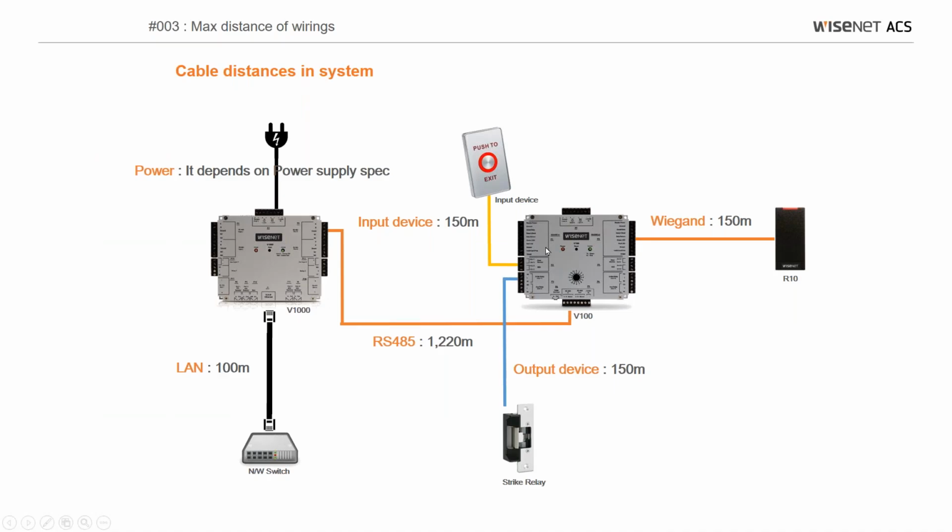Controller to subcontroller is RS485, 1.2 kilometers. Wiegand 150 meters, push button 150 meters, and door lock up to 150 meters you can use. Then the main controller to the network port is up to 100 meters. Power supply: both the controllers require a power supply. That's it.